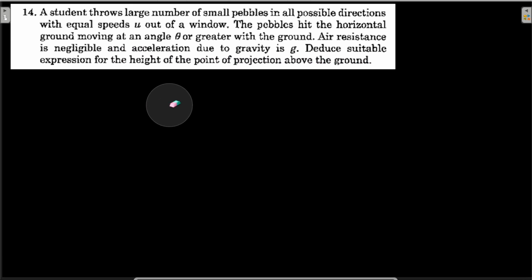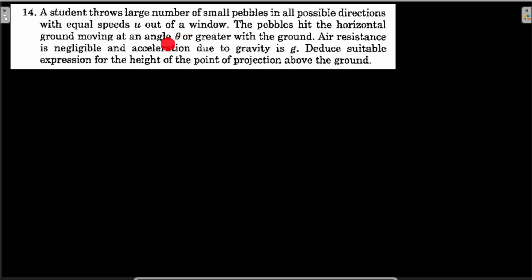Okay, so see, we are given something which has only its lower bound, theta. The pebbles hit the horizontal ground moving at an angle theta or greater. So the final velocity vector should make an angle theta or greater with the ground. But now one thing you should see is, we are given the minimum angle theta, so we know the minimum, but we don't know what the maximum is, or what we have at some general angle.